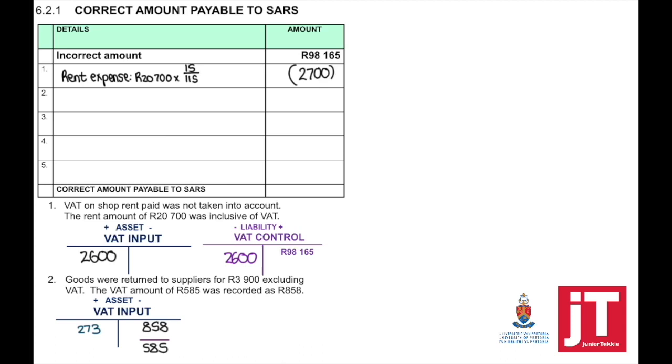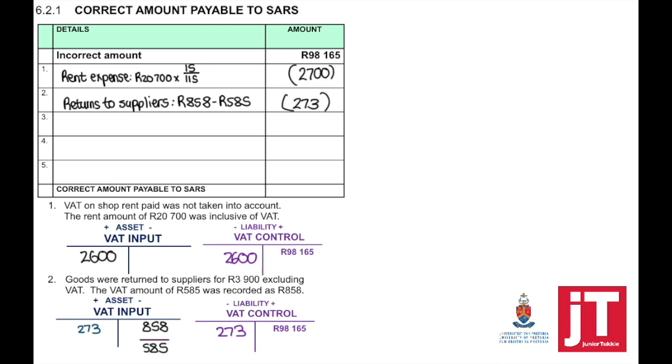That input will be debited, which means our assets will increase. But what effect will that have on the VAT control account? If that input is debited, it means my VAT control account will be debited. That will have a negative effect on the balance. So for number 2, returns to suppliers, make sure you show your calculations, and that 273 must be shown in brackets because that will decrease the amount payable to SARS.